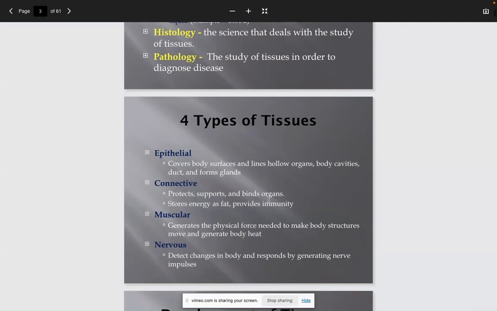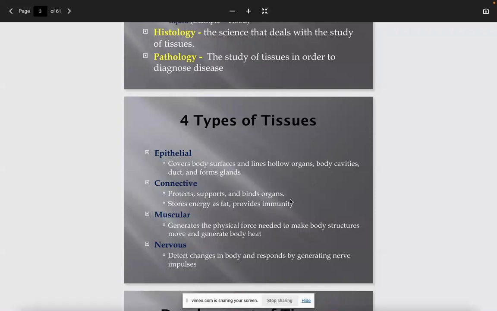Then we talked about the four types of tissue, knowing that there's epithelial, connective, muscular, and nervous. So epithelial, it's important to know that these cover body surface areas. So I want you to think of the skin. The skin is a good example of epithelial tissue. They also line hollow organs and body cavities. So you think about the thoracic cavity, there's going to be epithelial tissue that's responsible for covering this thoracic body cavity.